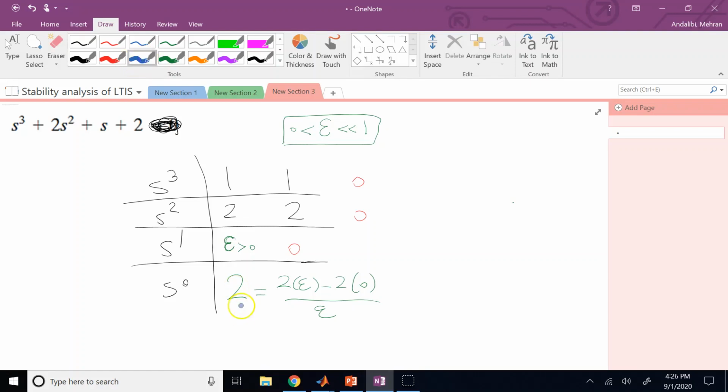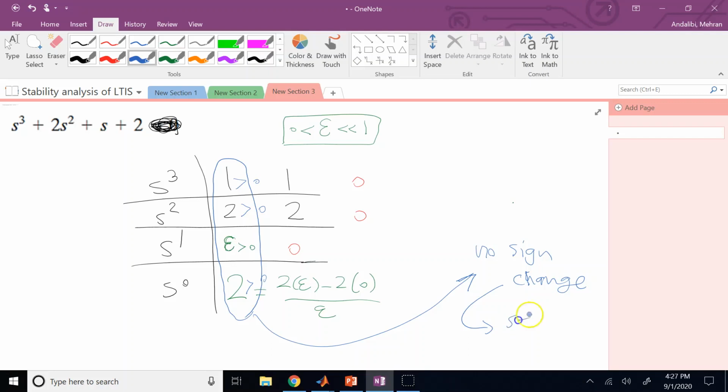Now you look at the first column. Is there any change in the sign of the first column? No, because everything is positive. So no sign change means the system is stable.